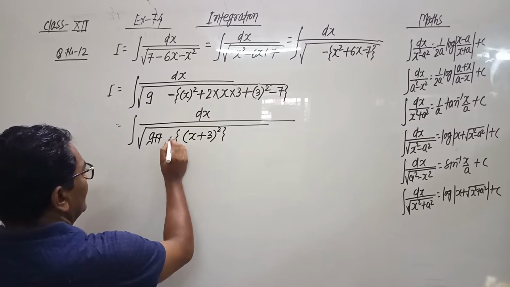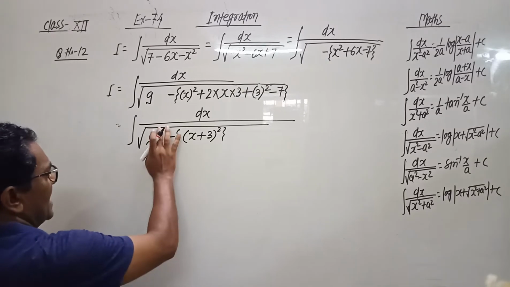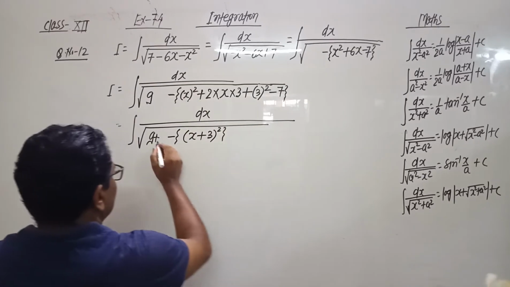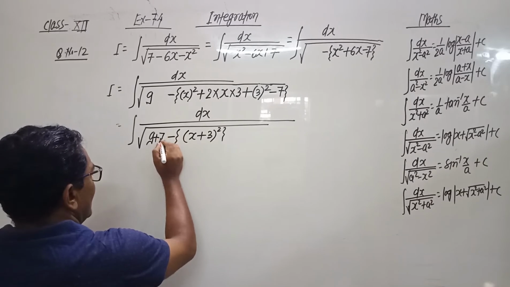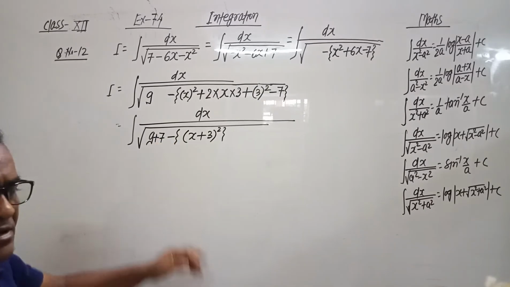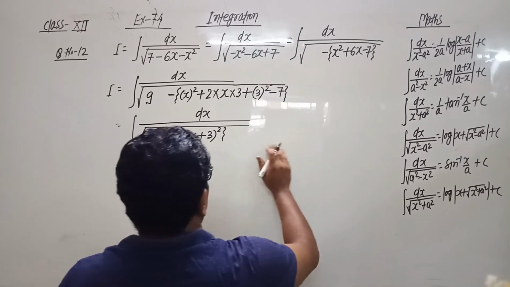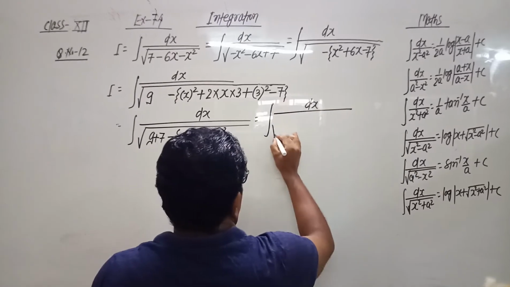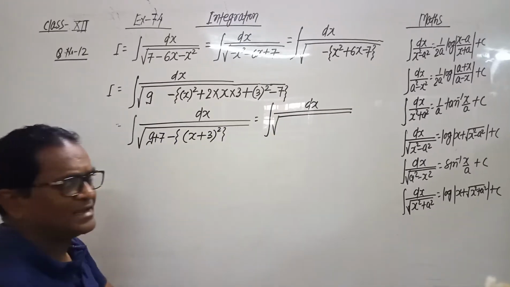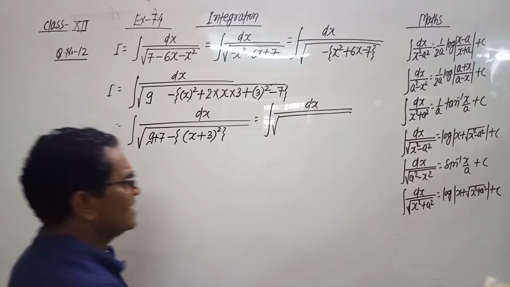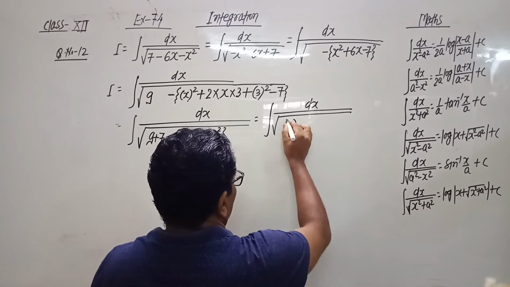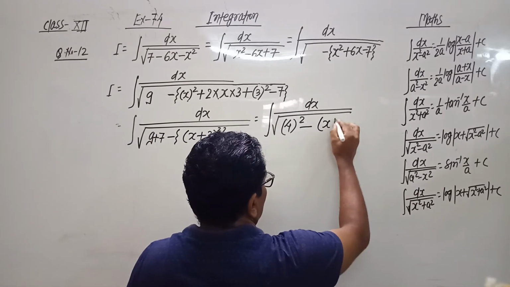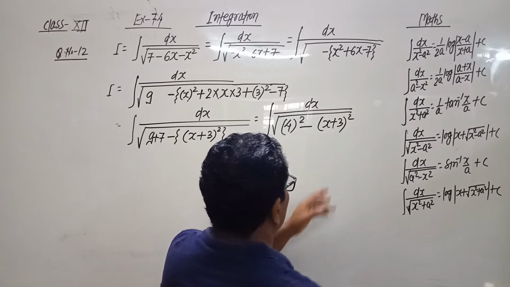Constant terms would be written together. 9 is the constant term, and minus minus plus 7 comes outside and can be written along with the constant term. So we get integration dx upon under root of 9 plus 7, which becomes 16, and 16 is written in square form, 4 the whole square minus (x plus 3) the whole square. So this is the formula.